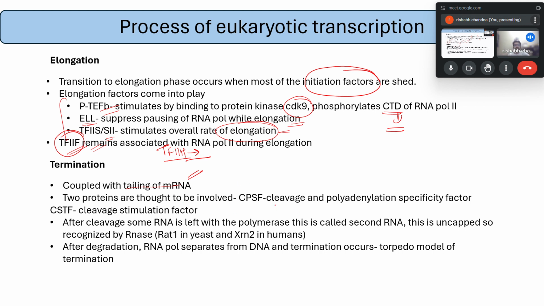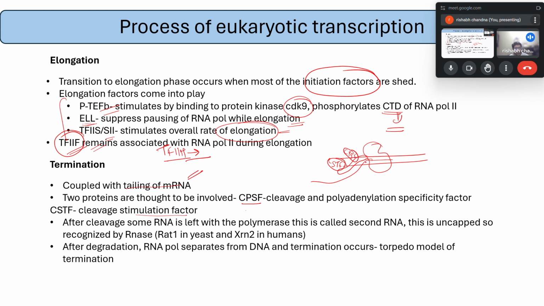So what happens? There are two proteins. This one is CPSF, that is cleavage and polyadenylation specificity factor, and the other is CSTF, that is cleavage stimulation factor. So these two proteins are recruited, and the cleavage of the RNA occurs. For example, this is the DNA, this was the RNA polymerase, this was the growing RNA chain. This was the C terminal tail of the RNA polymerase 2. So here CPSF and CSTF, these two are recruited.